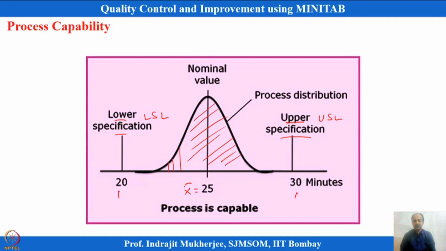So, voice of the customer is what you see, that lower specification to upper specification. This is the voice of the customer we can say, and if I consider the plus or minus 3 standard deviation, this is voice of the process basically. So, I am just comparing voice of the process with voice of the customer. That will give me process capability measures like that.